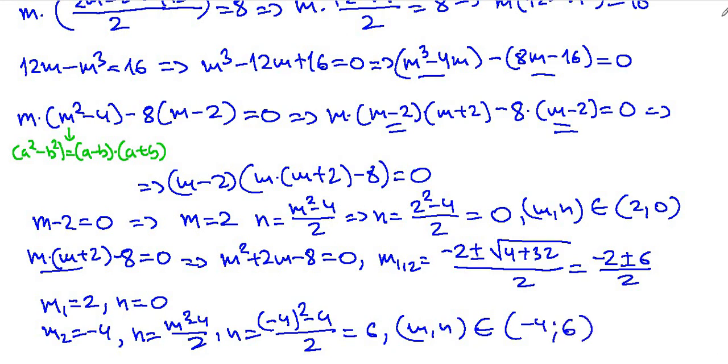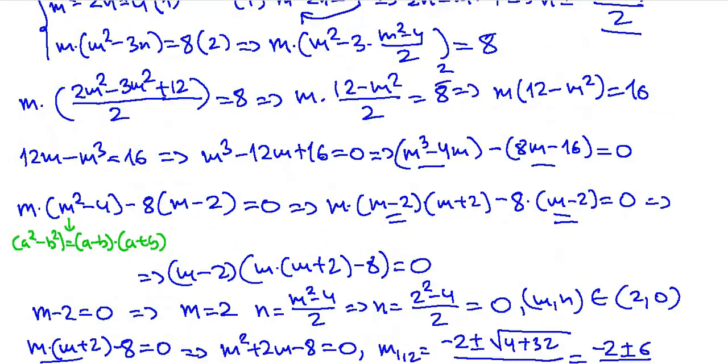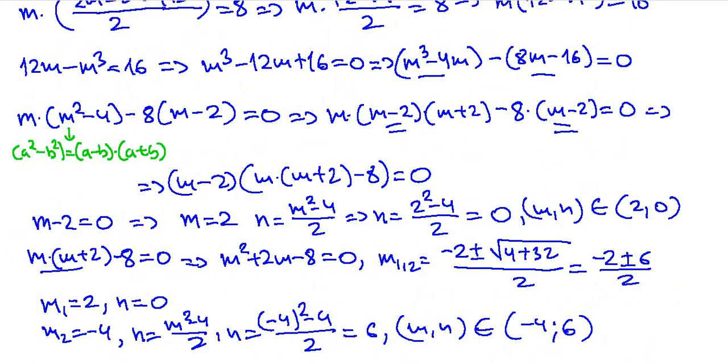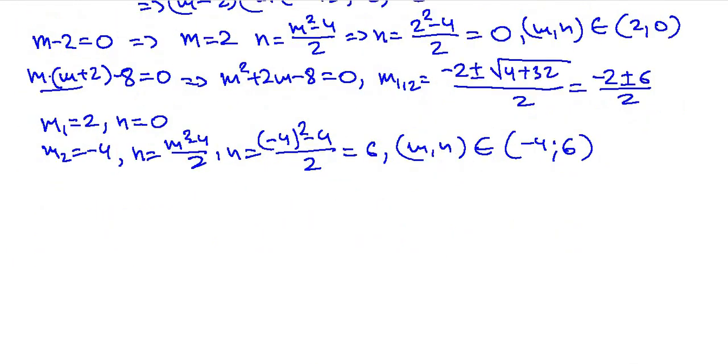So now, as you remember, x plus y was m, and xy was n. So now let's plug into m, n these two sets of solutions. So here I'll get two systems of equations. The first one is x plus y is equal to, we know that m, n is 2 and 0, so therefore this is going to be 2, and xy is equal to 0.